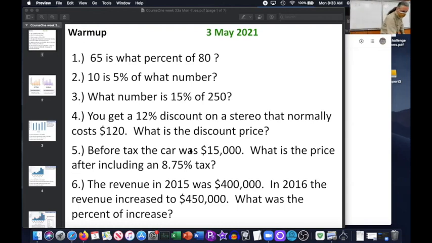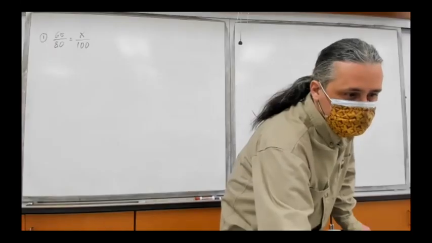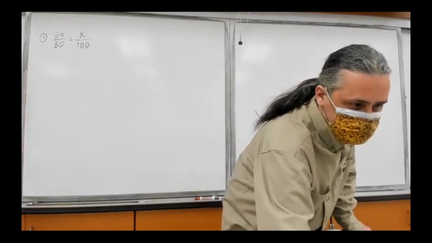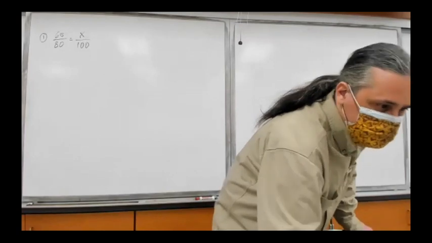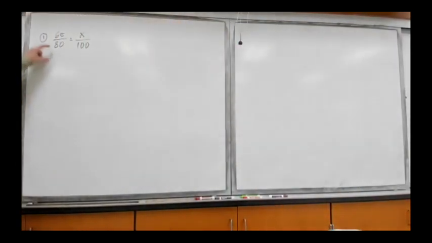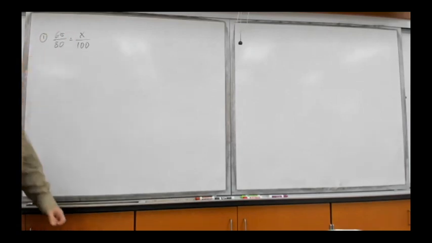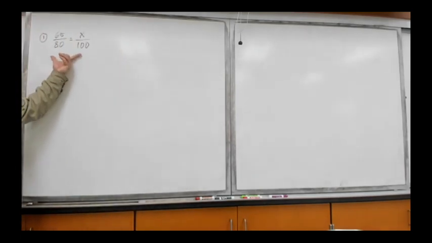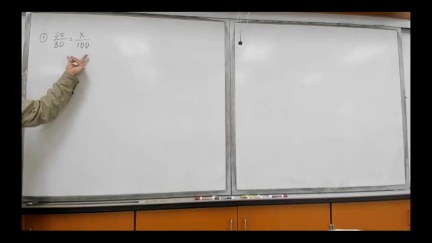So we do have shortcuts that we can use to solve these problems, but remember, all of these problems are based upon fractions or proportions. Okay? And so the first problem: if 65 is out of 80, what would the number be out of 100? That's what we mean when we say solve a percentage problem. A basic percentage problem is really a proportion, and we're just scaling the proportion to be per 100.